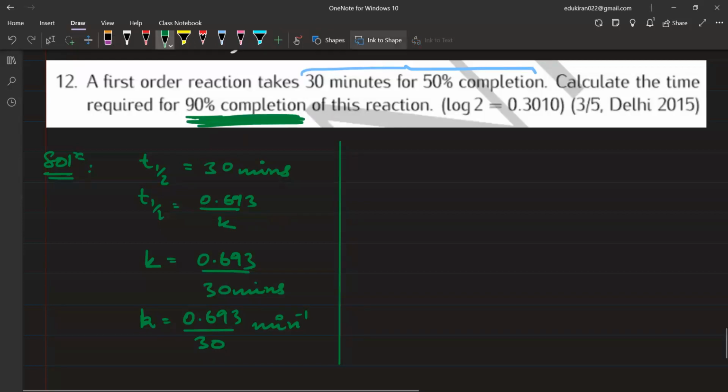You have got the K, and then they are saying calculate the time taken for 90% completion. So 90% reaction is complete. Please try to understand this and please answer me. Don't write anything. Try to understand. 90% reaction is completed.